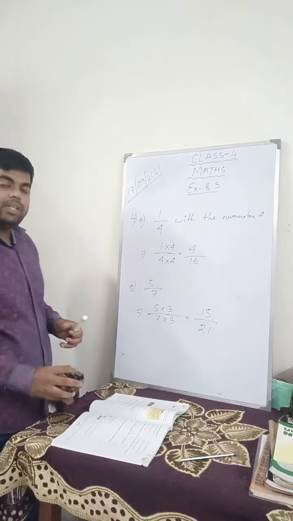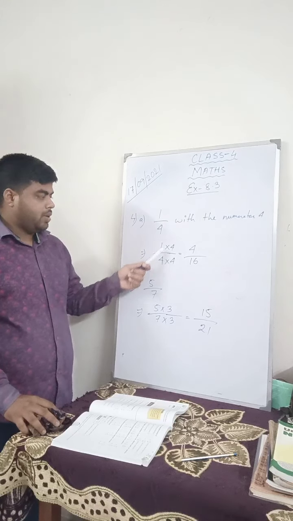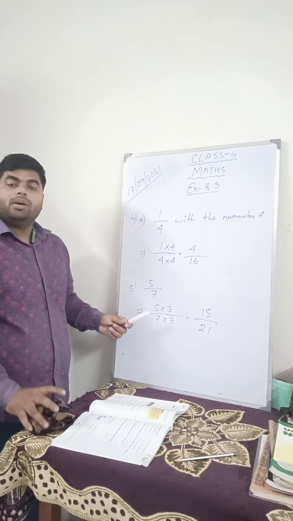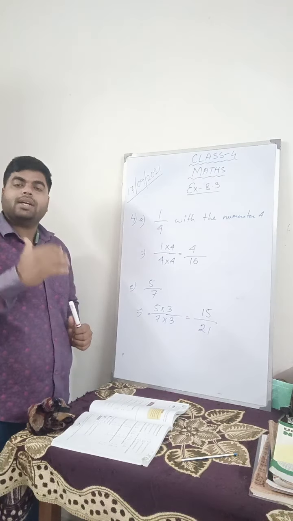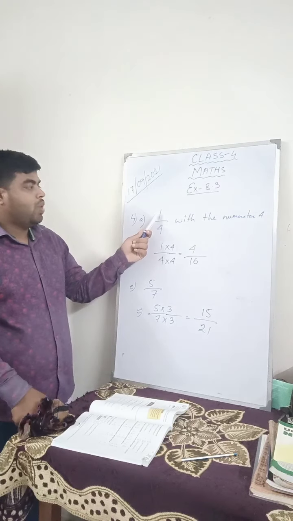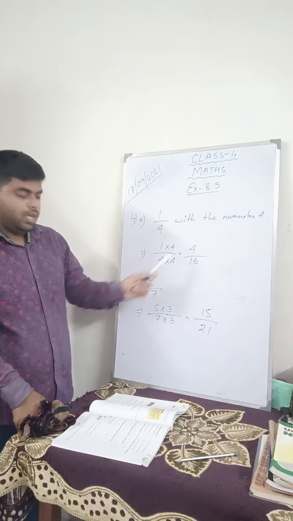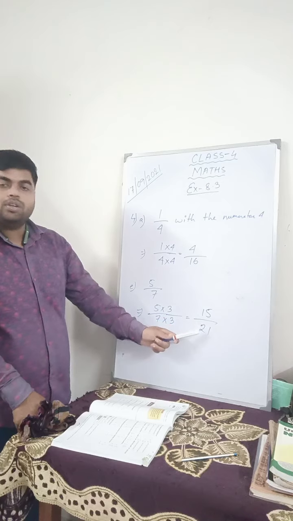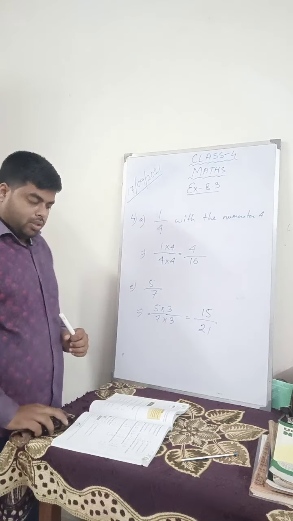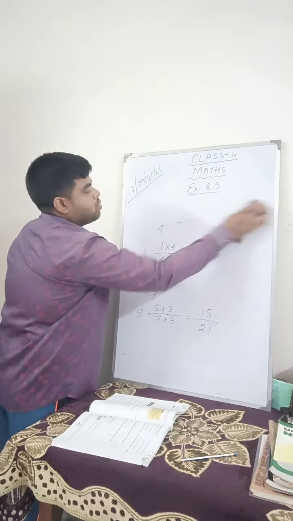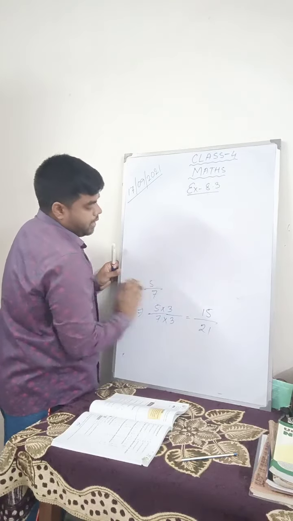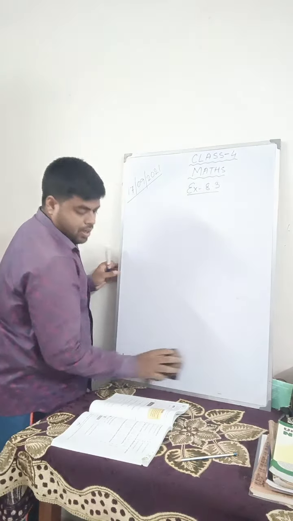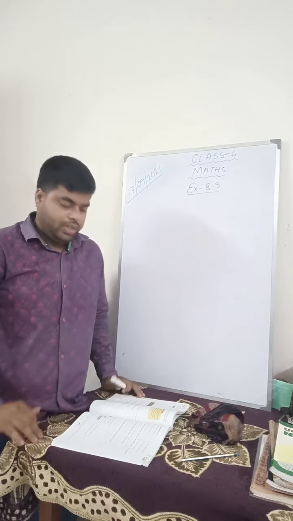Now this was by the process of multiplication. You see I have multiplied. Why? Because they have asked you to make the fraction bigger. It was 1, they have asked you to make 4. It was 7, they have made 21. So why did I say this? Because the next question, number 5, they have asked you to make an equivalent fraction by the process of division.